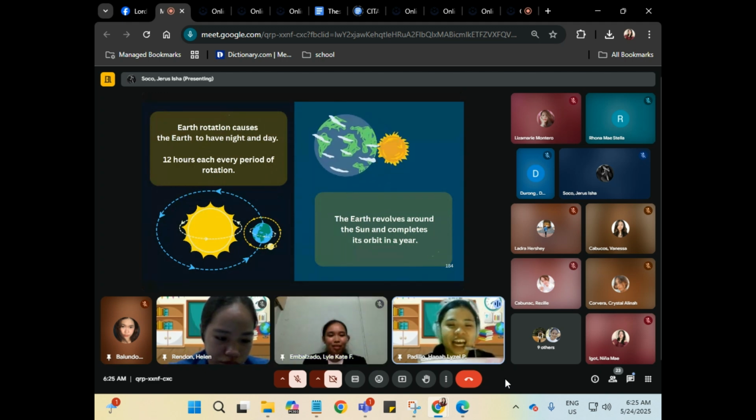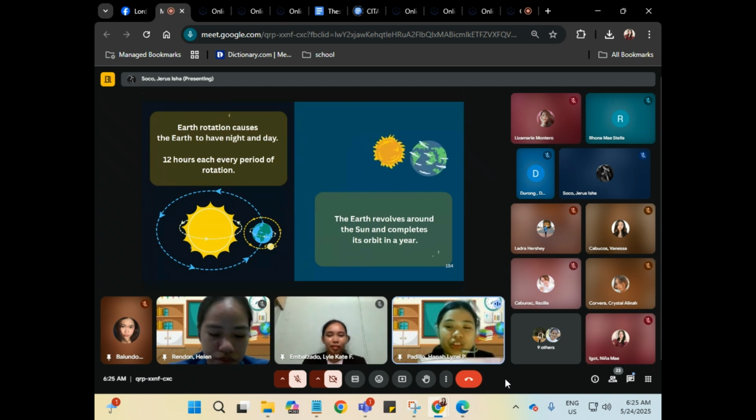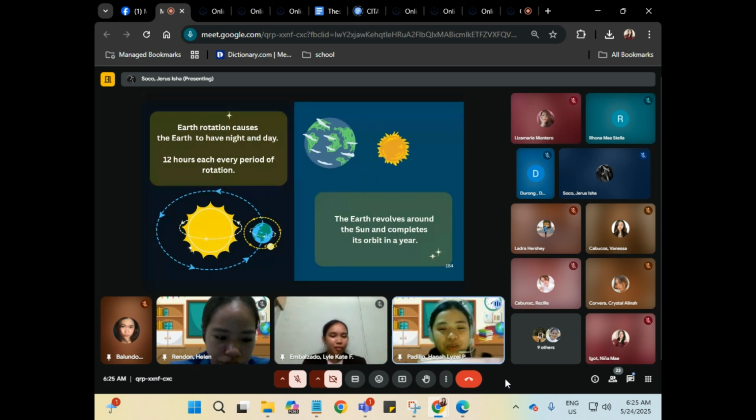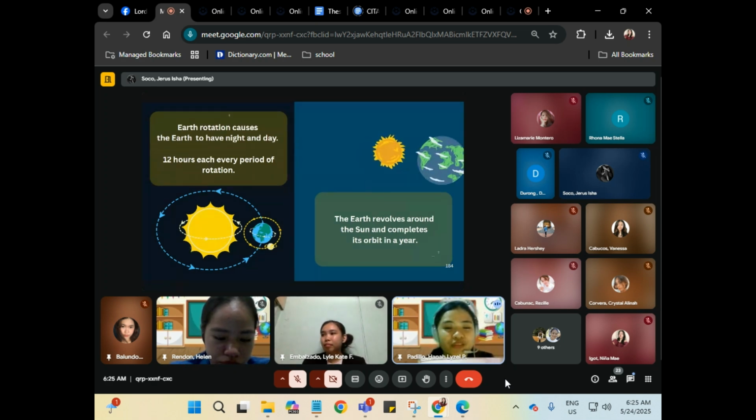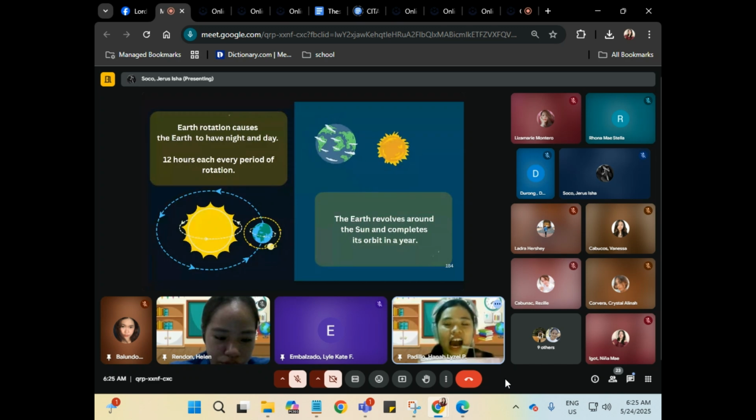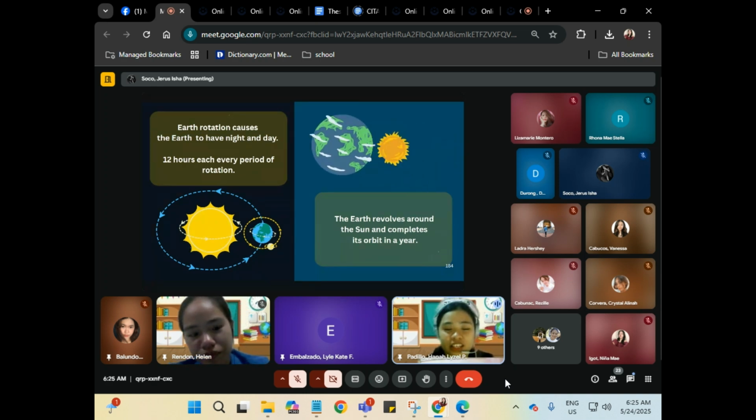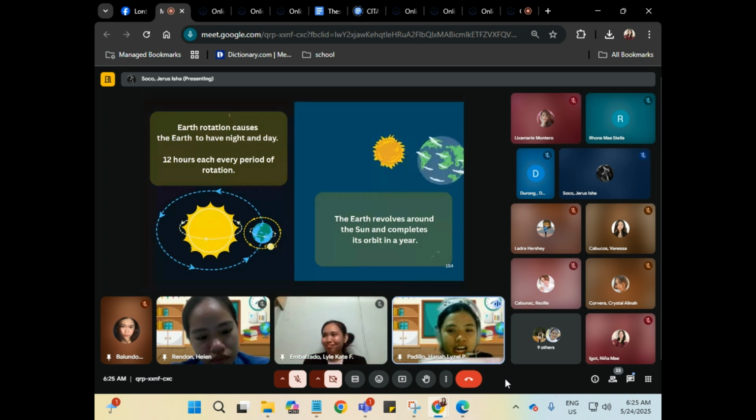So now, aside from revolving, the Earth is also rotating and spinning. In astronomy, revolution refers to the movement of a celestial body around another body in space. For example, the Earth revolves around the sun. One revolution of Earth around the sun takes approximately 365 days. This 365 days is one year. This path Earth follows around the sun is called the orbit. So, next slide, please, teacher Aisha.